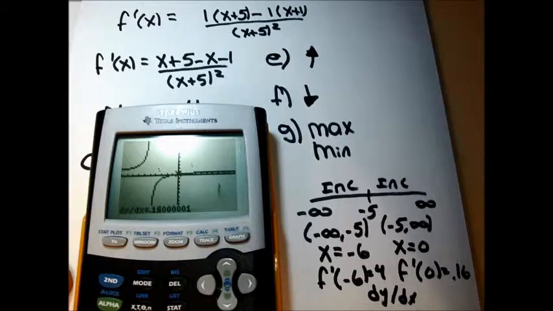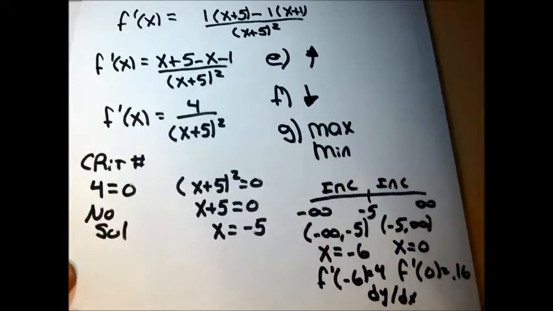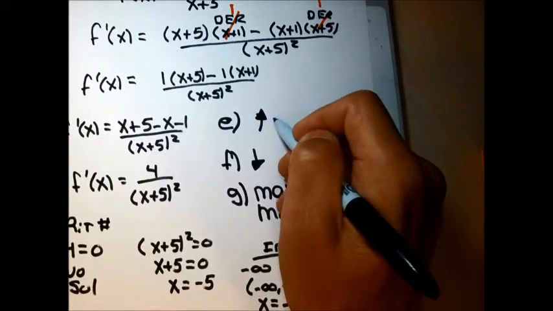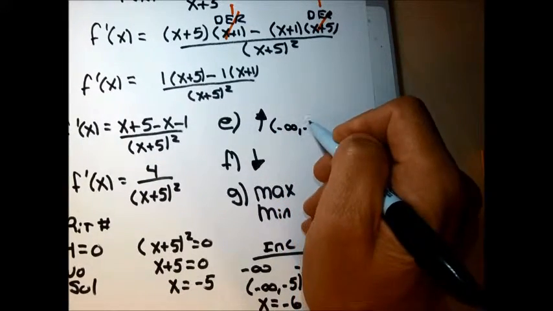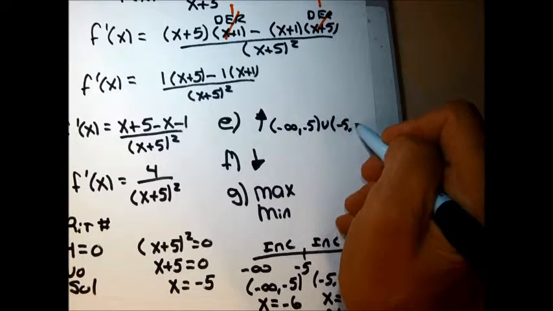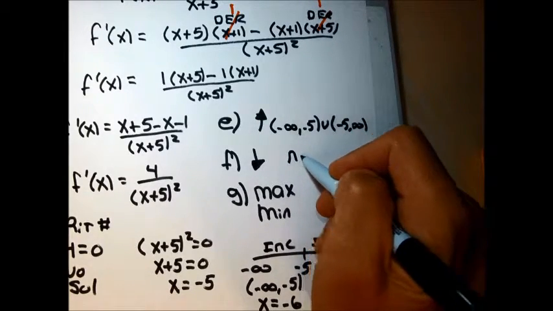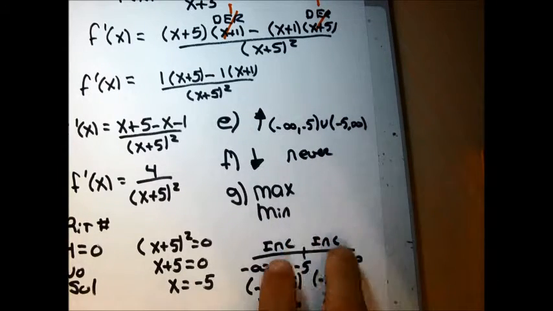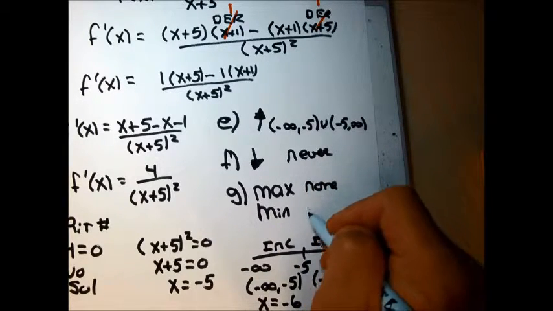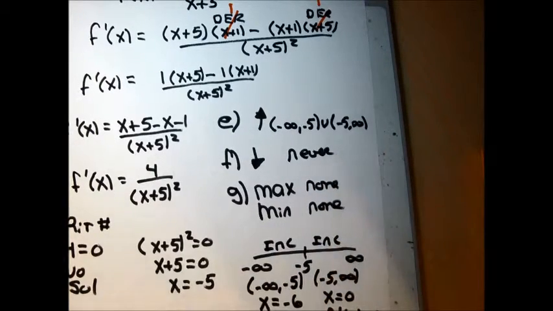So now I can answer the parts that I need to for E, F, and G. So it's increasing from negative infinity to negative 5, union negative 5 to infinity. It's never decreasing, it's only increasing. And because it doesn't change from increasing to decreasing or decreasing to increasing, you don't get a max, you don't get a min. I'm going to take that into consideration when I do my graph, but it's not really going to show up on my graph.